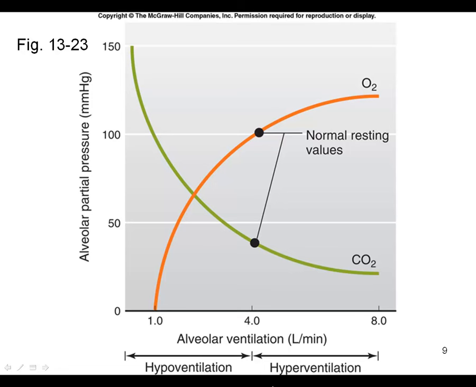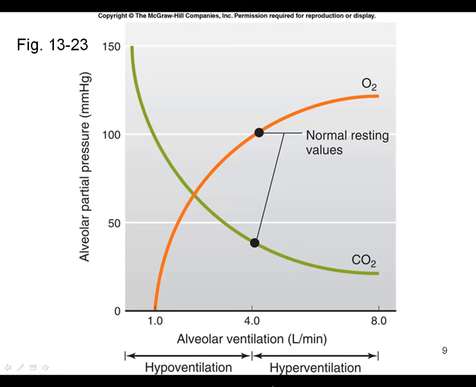Now, why should that be a problem? Because our plasma pH is related to the amount of CO2. And if we don't have enough CO2, then our pH is too high, and we have a condition called alkalosis.